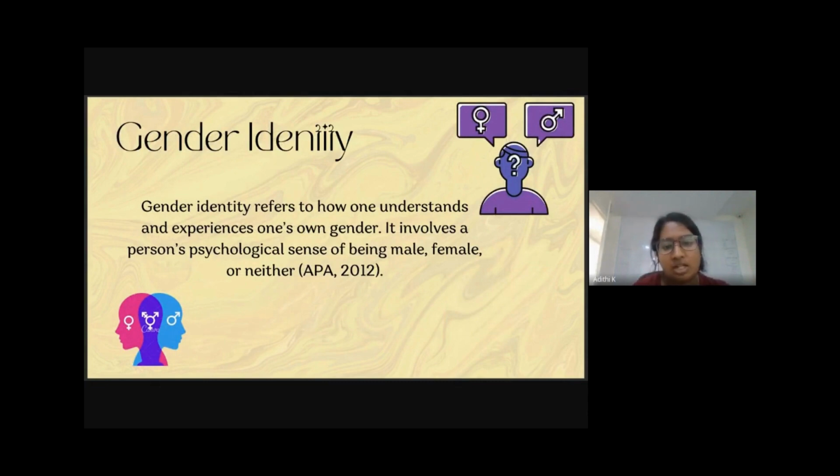Gender identity is a psychological sense of self. The person feels whether they are male, female, or neither. It is irrespective of what their biological sex is.